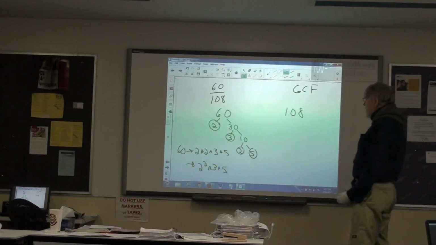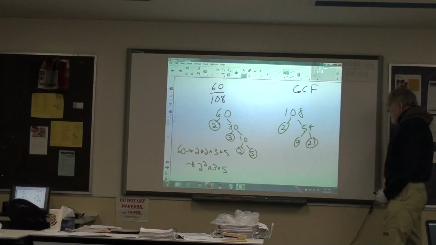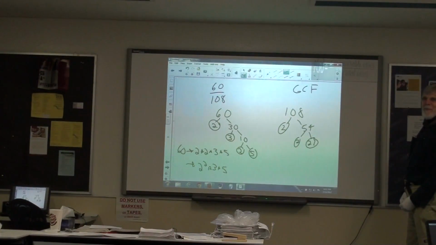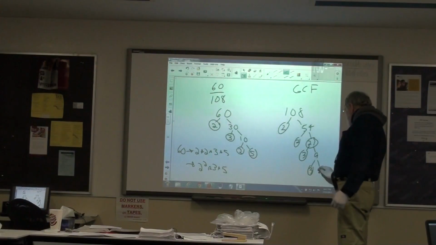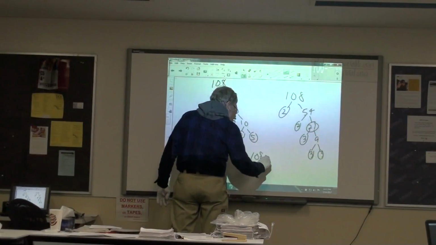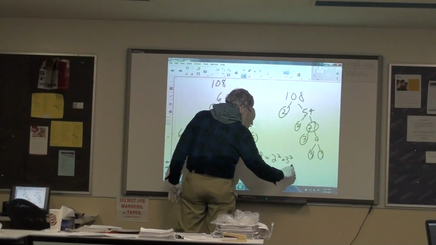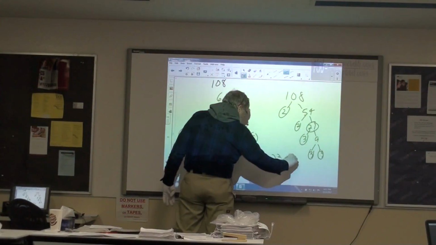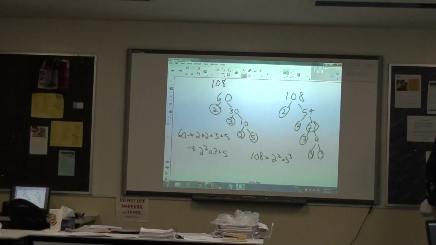Now I'm going to do the prime factorization of 108. Again, a 2 and a 54. So I can do another 2 and a 27. Derek, is 27 prime? No, 27 is not prime. So it breaks down into 3 and 9, and 9 breaks down into another 3 and 3. So now we have the prime factorization of 108. So 108 has a prime factorization of 2 times 2, which is 2 squared, times 3 cubed. So we've completed the prime factorization of both of the numbers.